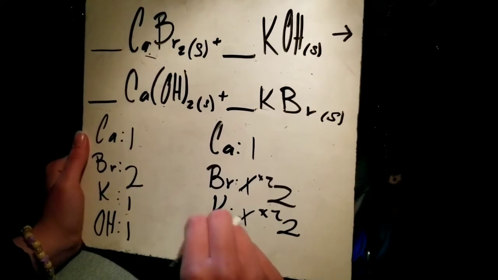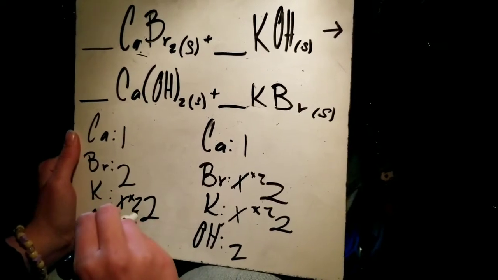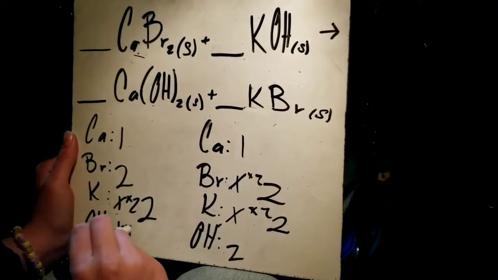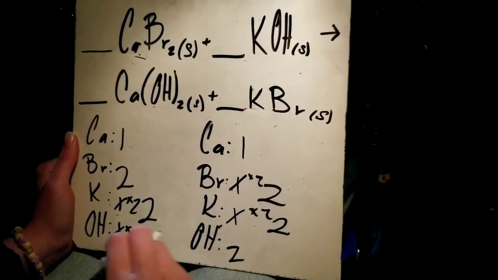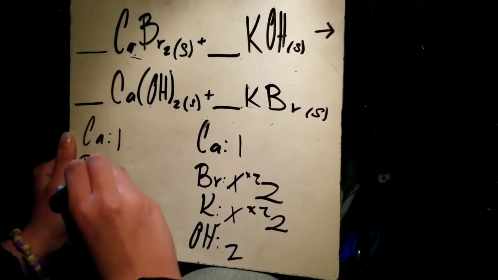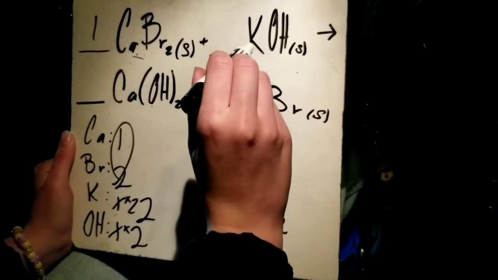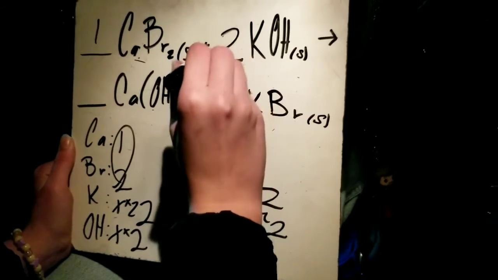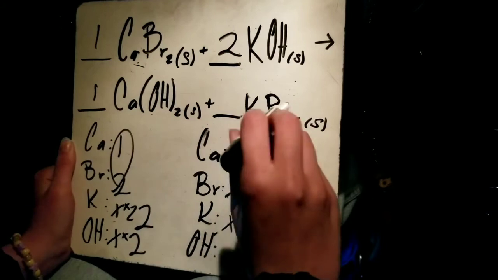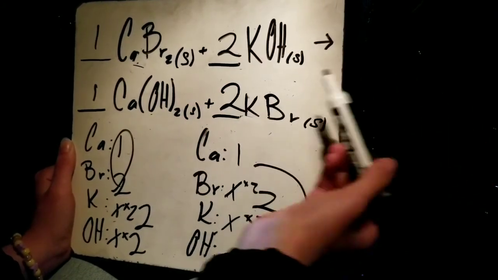But now, potassium is uneven, so now we multiply this by 2, which gives us 2. And since we multiply that by 2, we also have to multiply hydroxide by 2. And well, would you look at that? We balance the equation. Now we need to fill everything out. So calcium and bromine have 1. Potassium and hydroxide now have 2. Calcium and hydroxide have 1. And potassium and bromine have 2. Now we have balanced the equation.